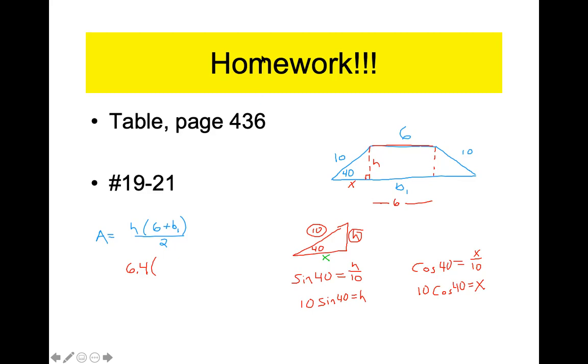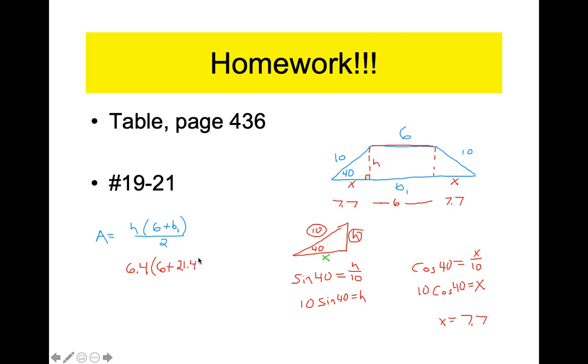Rounding it to 8 would be just too far off, so we'll round it to 1 decimal place. So x is equal to 7.7. If that's x, then this is x. So the whole base 1 would be 7.7 plus 6 plus another 7.7. What's that give us? 21.4.